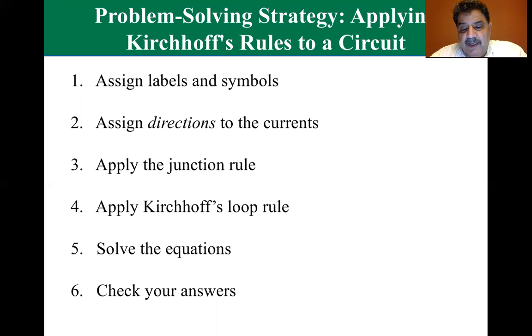The rule may be applied as many times as a new current, one not used in a previously found equation, appears in the resulting equation. Number four, apply Kirchhoff's loop rule to as many loops in the circuit as are needed to solve for the unknowns. To apply this rule, you must correctly identify the change in electric potential as you cross each element in traversing the closed loop. Watch out for signs.